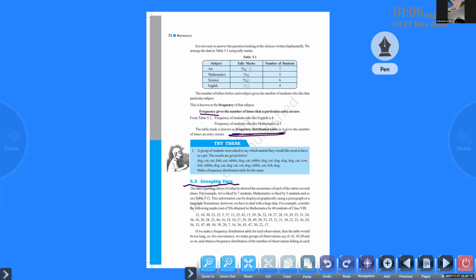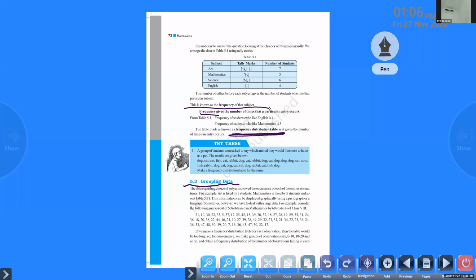So, organizing. The data we are collecting, first we are classifying into different groups, and we can arrange that data in the form of a table. Such a table is known as frequency distribution table. And what is frequency? Frequency is the number of times an item is repeating.